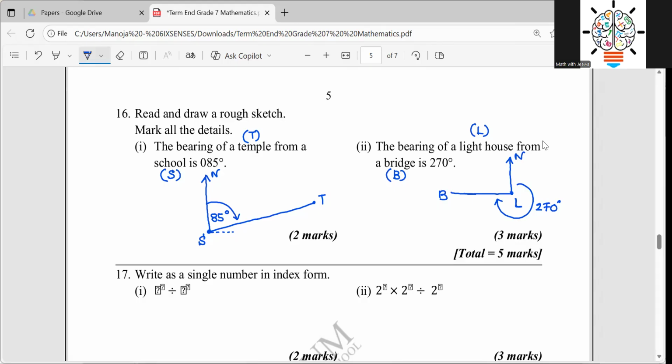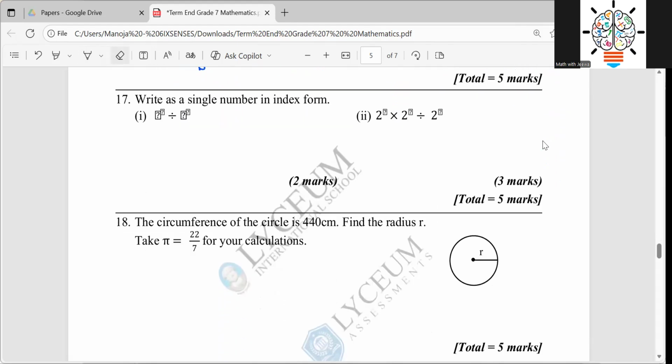From where do you get the north? It is the place, that is, the bridge. Oh, I made a huge mistake, children. So it should be B here. From the bridge, it should be B, and this is the lighthouse. Here from the school, S here, the bearing of the temple is here. From the bridge, the bearing of the lighthouse. Yeah, we are done. Then we will move to the next one.